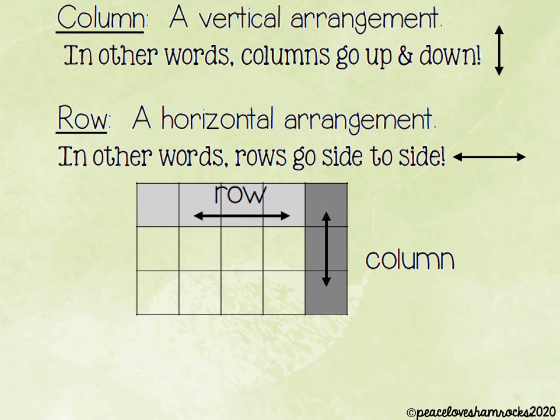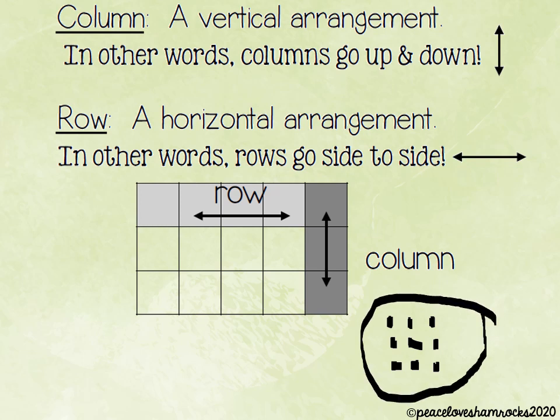Let's take a look at a little bit of vocabulary. 2 words, columns and rows. This should look familiar to you. We did this when we talked about arrays back before winter break. If you don't remember what an array is, that's when we put our pieces into rows and columns. So just to recap, a column goes up and down this way, and a row goes left and right this way.